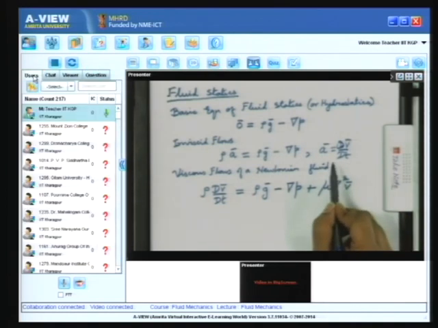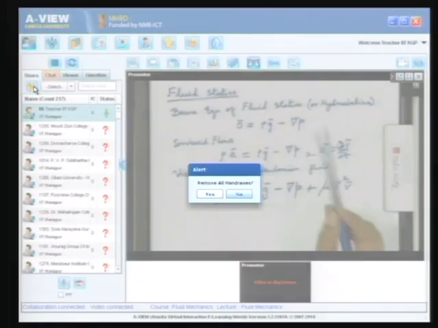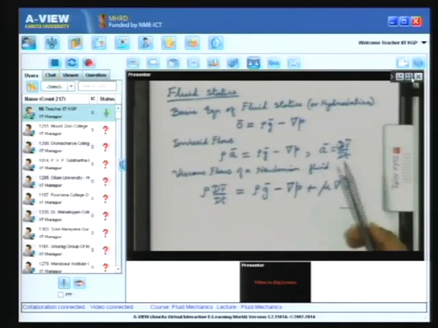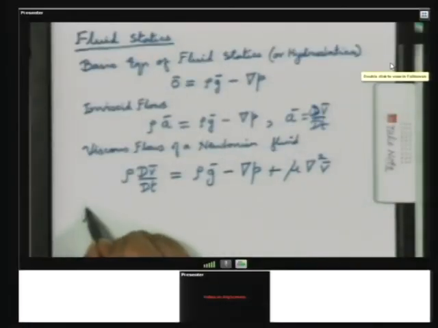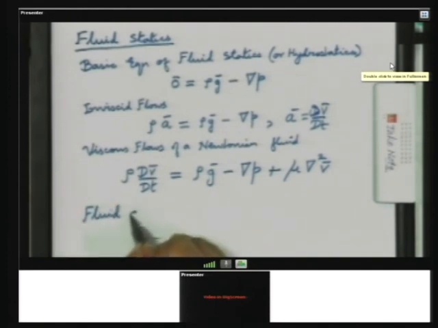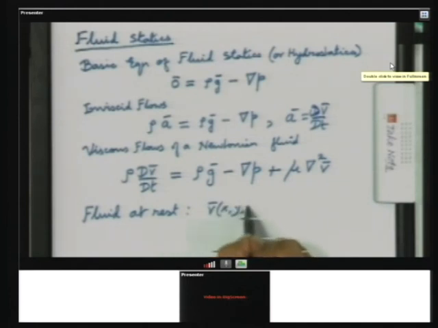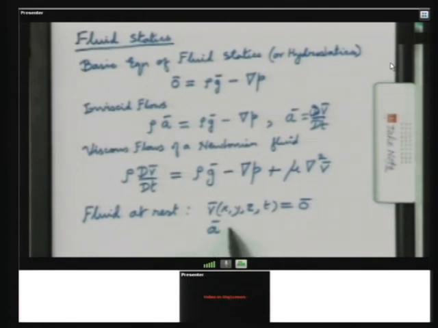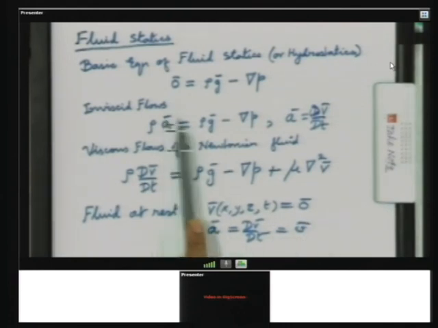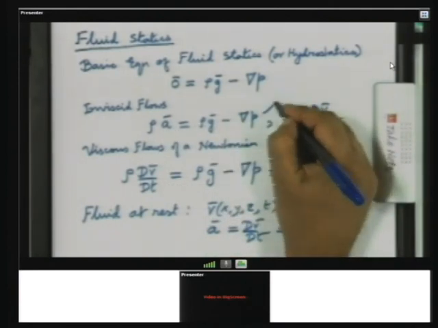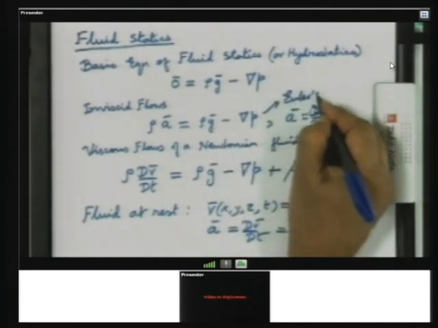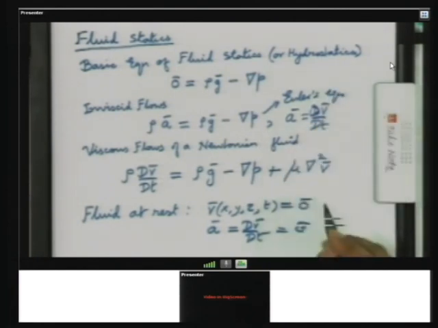Now, the reason I wrote all this is that the first equation is a special case of the other two. For a fluid at rest, your velocity at any point x, y, z at any time is 0. That means the acceleration, which is dv dt, is also equal to 0. So, if this term is 0, then this equation, which was first derived by Euler and is called Euler's equations of motion, reduces to the basic equation of hydrostatics.